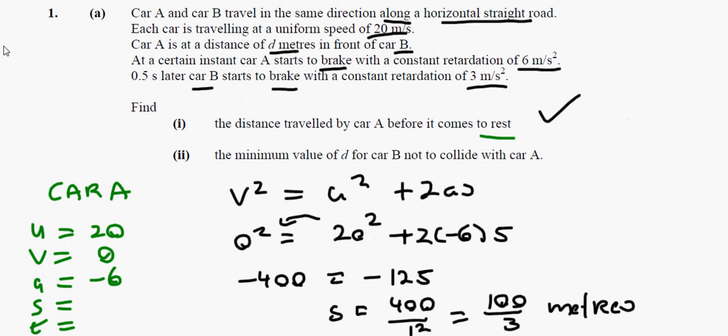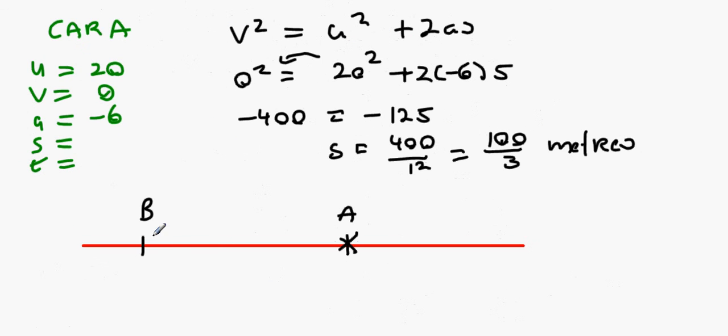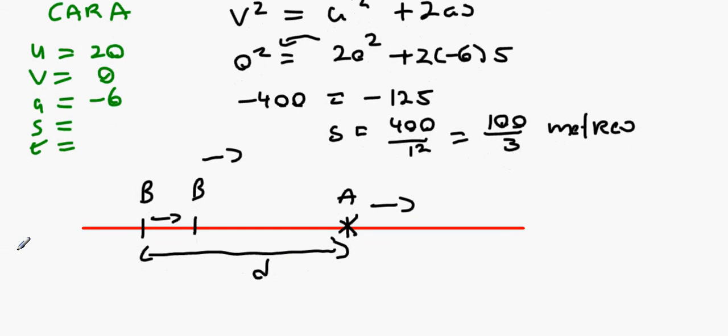B starts to brake 0.5 seconds later, so B actually travels quite fast in this extra time. So A is still traveling, and so is B. Their initial distance was D apart. For the minimum distance, both A and B are going to end up at the same point at the end. So they're going to travel the same distance from the start.